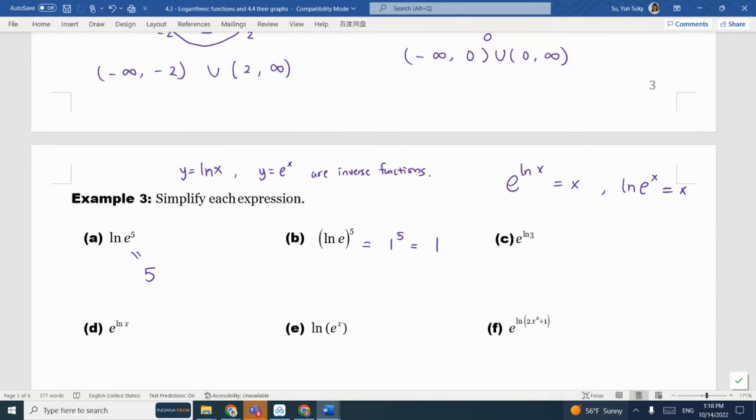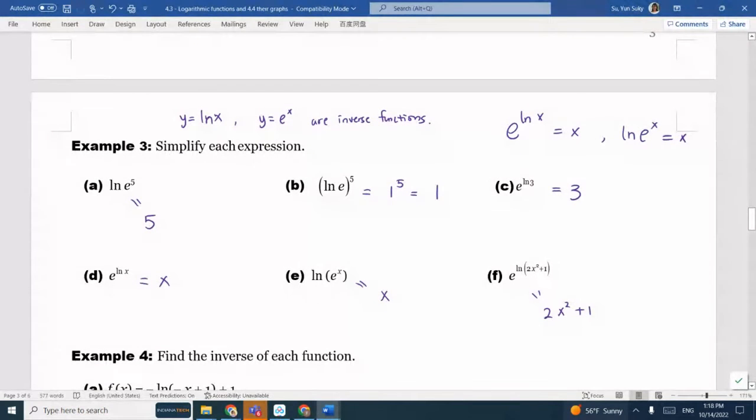So they are different. You see, the numbers are different. Be careful. How about this guy? 3. Yeah, e and ln cancel. We get 3. And how about this one? X. How about this one? Also X. Yeah, ln and e, the inverse functions, they cancel. How about this one? Yeah, 2x squared plus 1. This example is easy, right? E and ln cancel. You just get what is left.